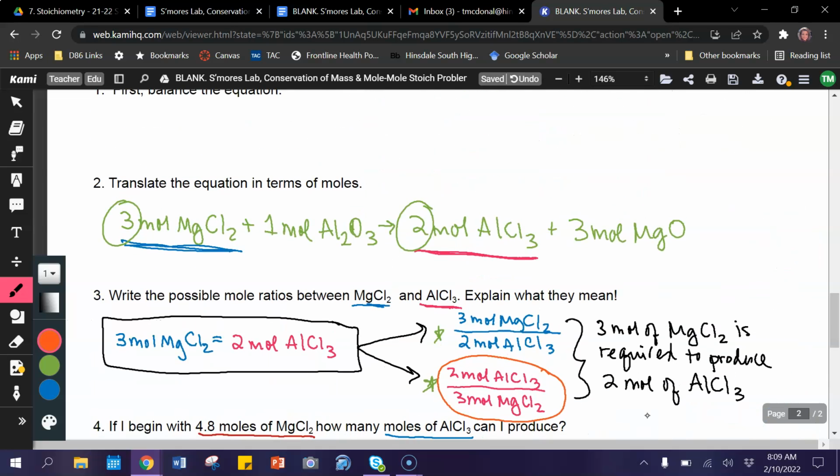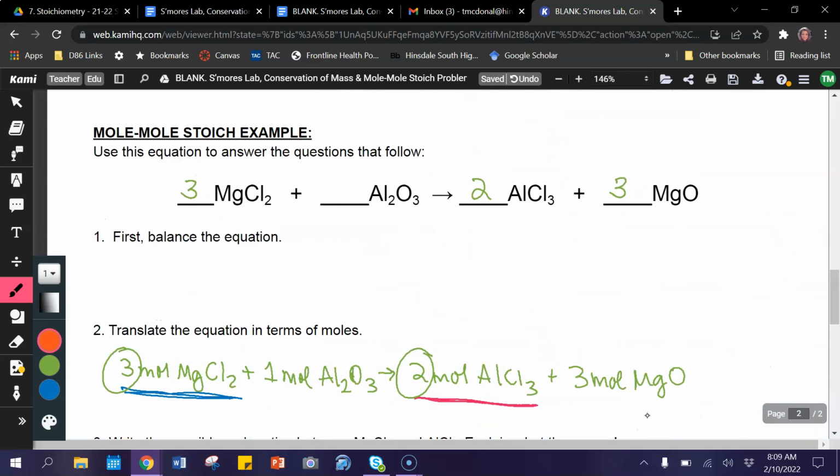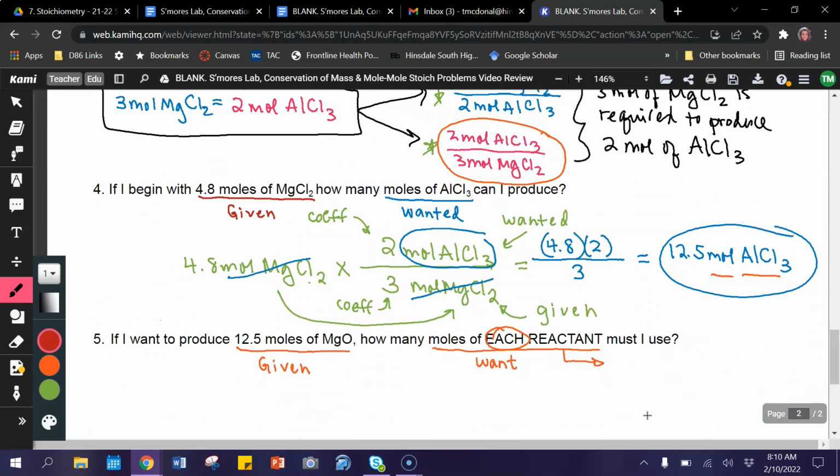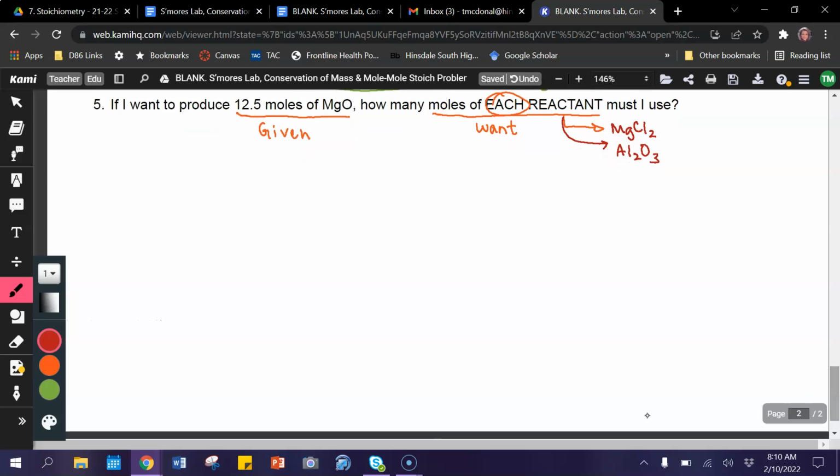My reactants are on the left-hand side of the arrow. So I need to do 2 calculations here. One for magnesium chloride and one for aluminum oxide. So I want moles of each reactant. Magnesium chloride, this is going to be one calculation, and then the other calculation is for Al2O3, aluminum oxide.